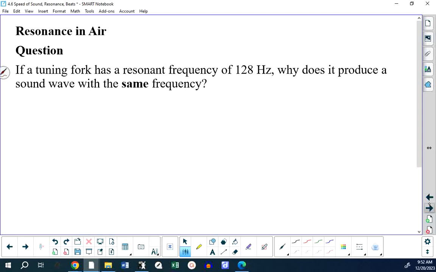So when I have a tuning fork of 128 hertz, and that's bang on, isn't it? When you take a look at what it's measuring. So this is a very precision-made tuning fork.